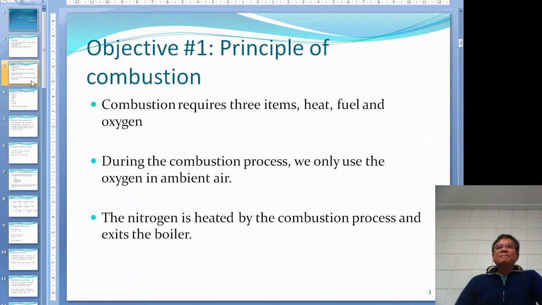Now, combustion requires a minimum of three things. You need the heat, just like the temperature, to maintain the temperature of the fuel. And then the fuel itself, right, and the oxygen. Now during the combustion process, the oxygen we use is from the ambient air.